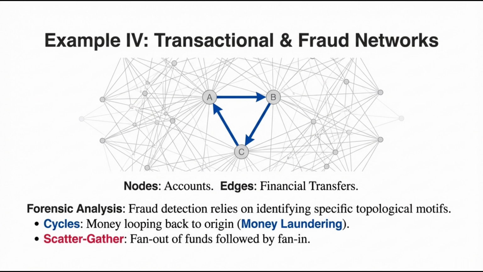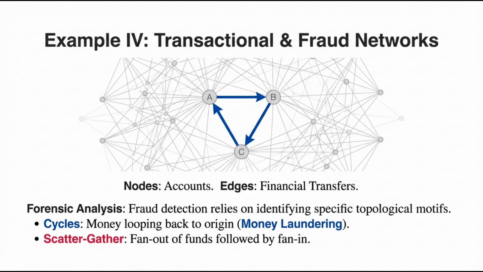In this case, the nodes are accounts and the edges are financial transfers. The central question is forensic rather than macroprudential. Can the topology of transactions reveal suspicious behavior? The slide highlights two important motifs. The first is cycles, where money loops back toward its origin.